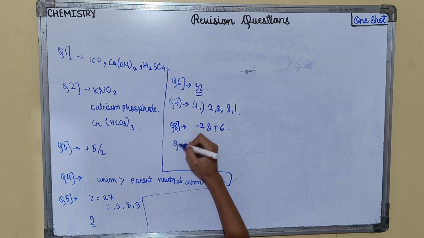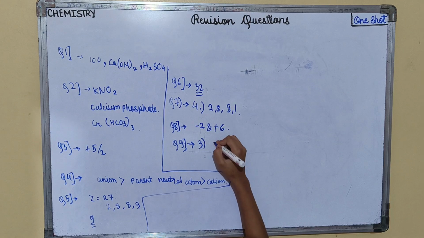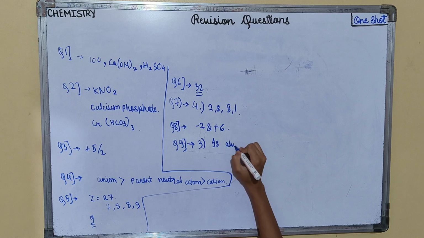Ninth question is which of the following statement is not true for oxidation number? Option number 1, it is associated with sign. Option number 2 tells us about relative electronegativity. Option number 3 is always whole number. Option number 4, it may be zero, whole number or a fractional number. So correct answer is option number 3, is always whole number.